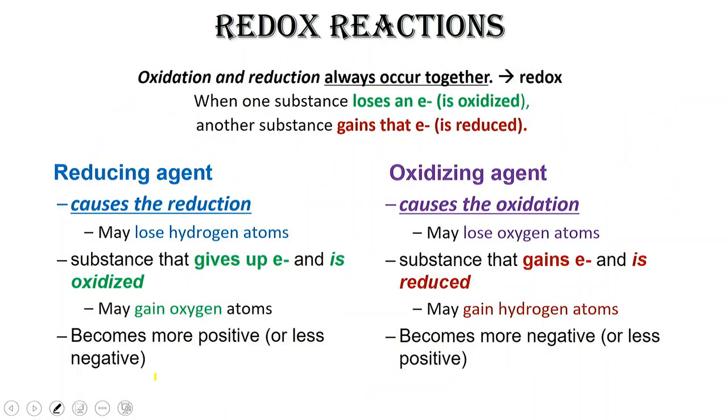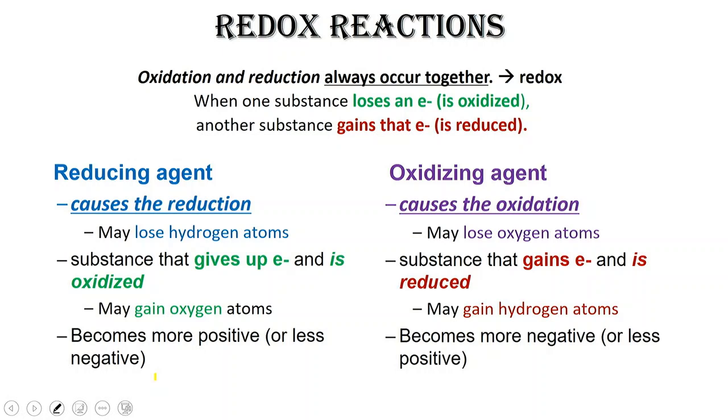So as I mentioned, redox always occurs together. When one substance loses its electrons, another substance gains those electrons and is reduced. So in essence, one substance causes the reduction of another, and the substance that causes the reduction of another is called the reducing agent. If it is the reducing agent, it becomes oxidized. So I have to give up my electrons to force something else to become reduced, right?